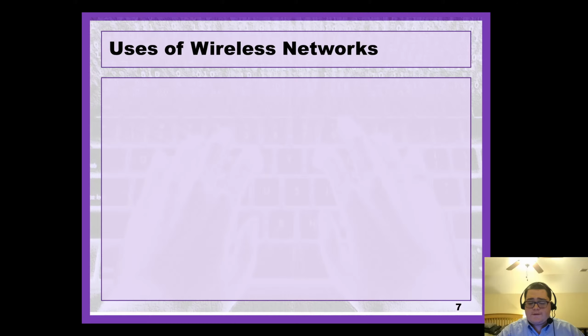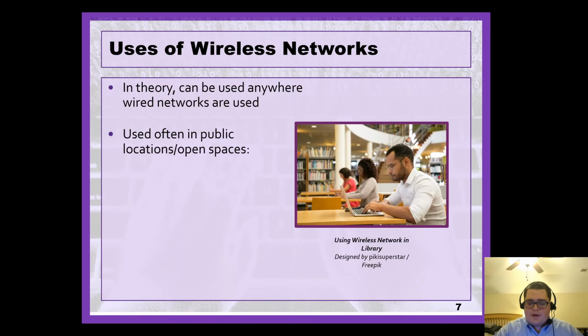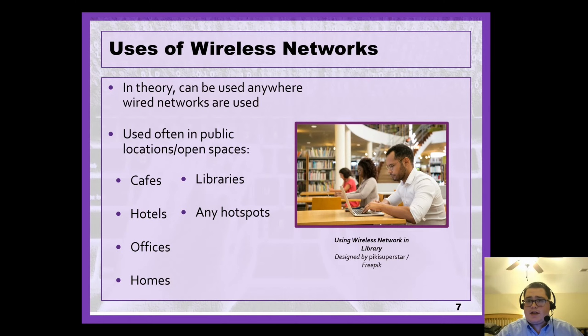So where are wireless networks used? Wireless networks can be used, in theory, anywhere that a wired network is used. Often they're used in public locations and open spaces that maybe you can't run wires to, or it would be impractical to do so. And these include cafes, hotels, offices, homes, libraries, and any place that advertises a hotspot.